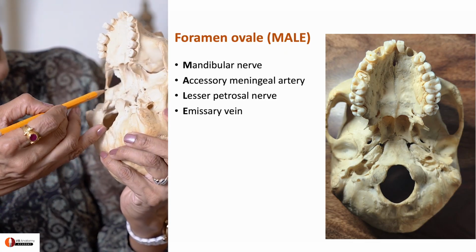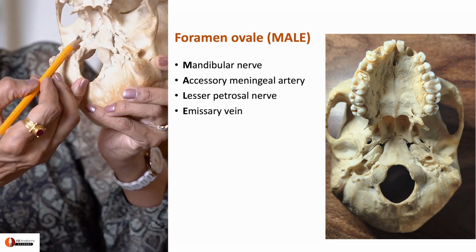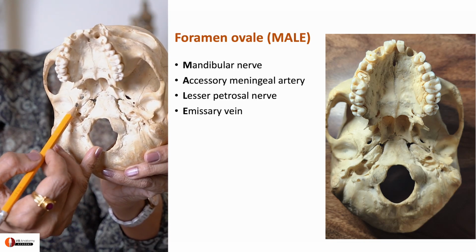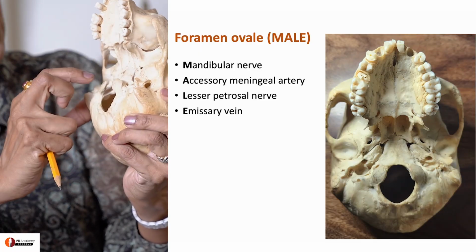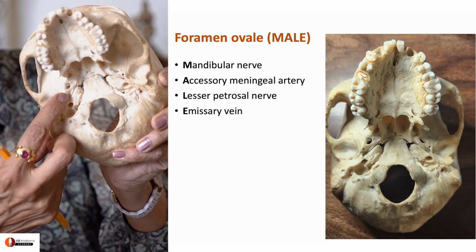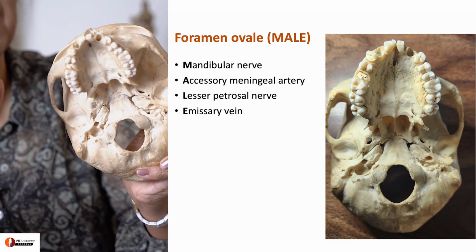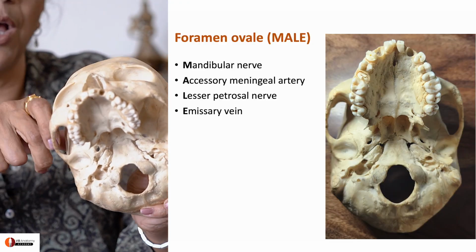And if you come just behind it, you find one more tiny little foramen. This is foramen spinosum. Run your finger behind foramen spinosum. You find a little spine there. I can feel it. That's the spine of sphenoid. These are the three structures we're going to talk about now.